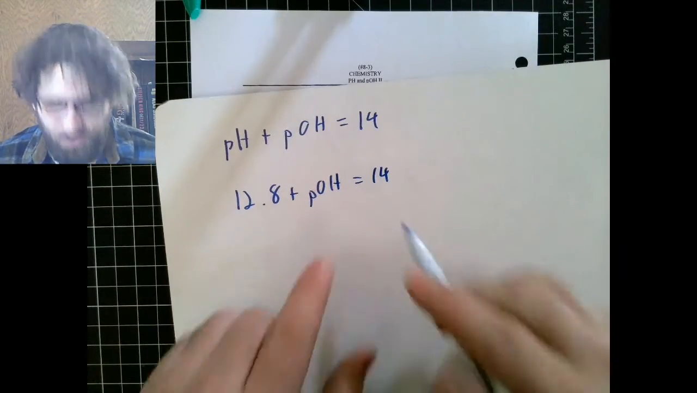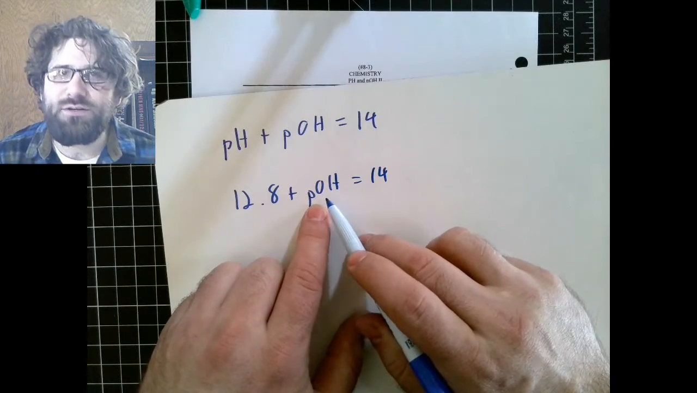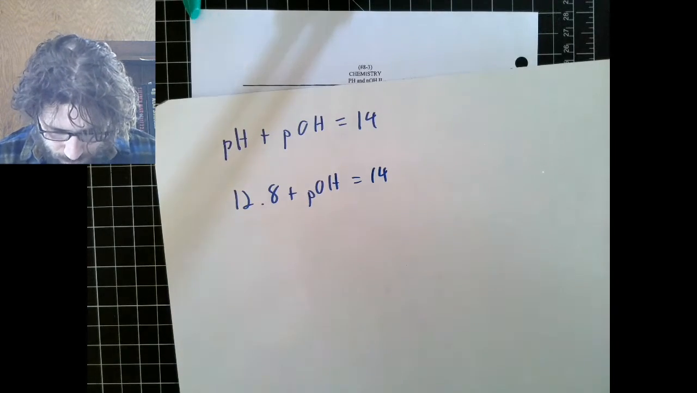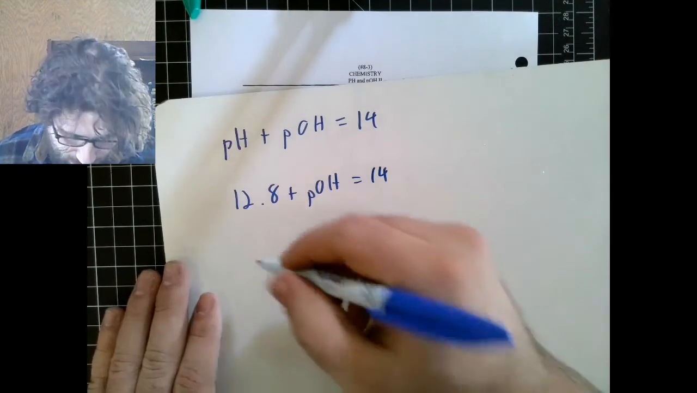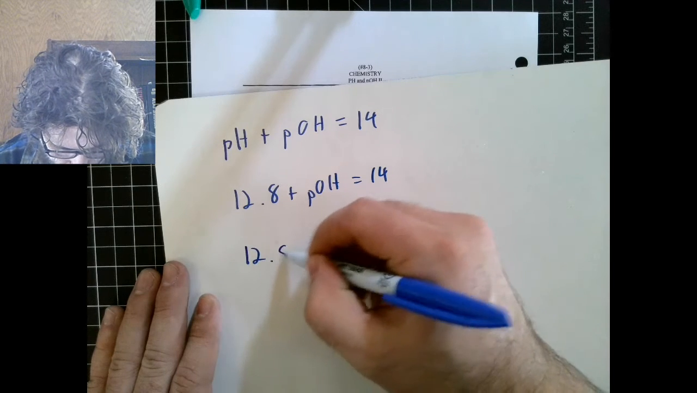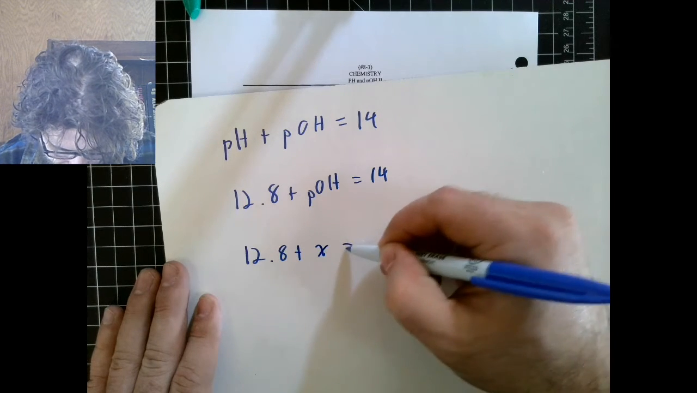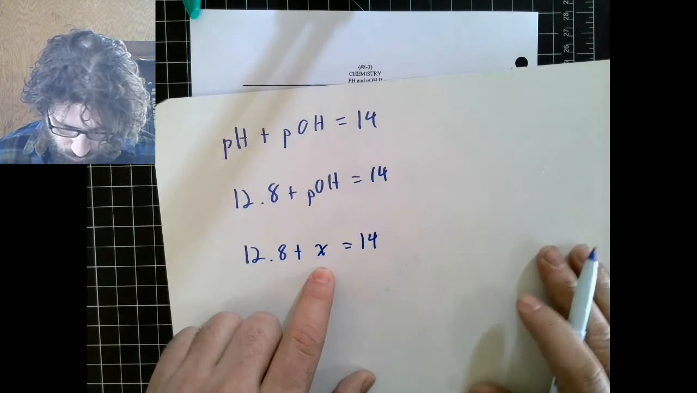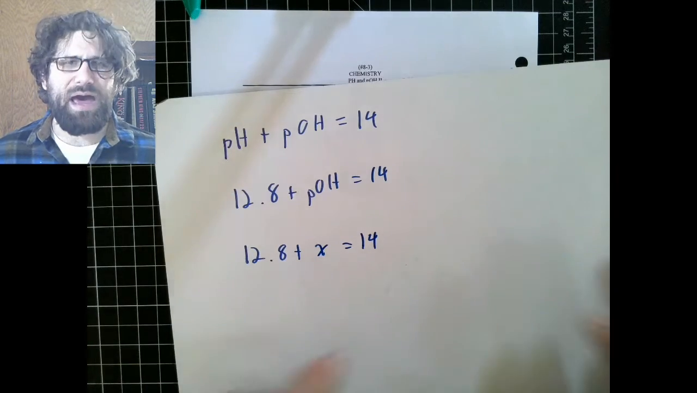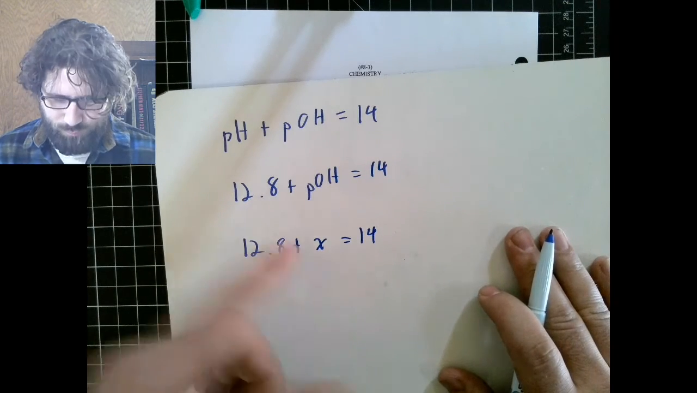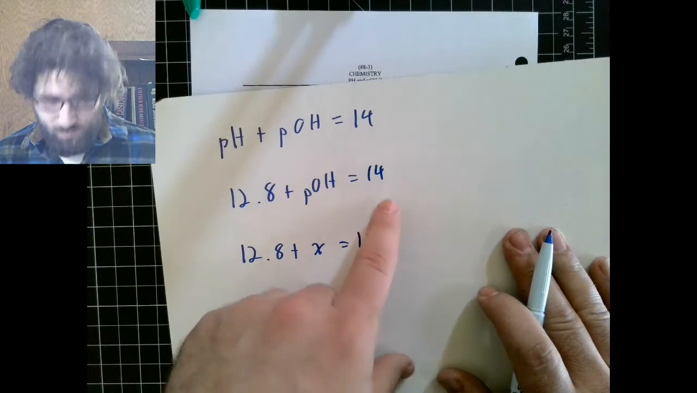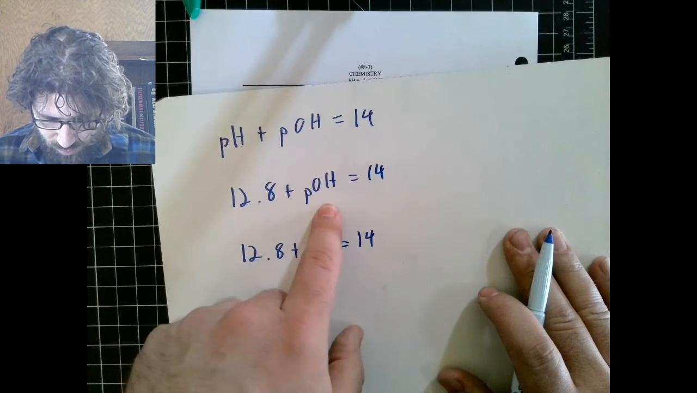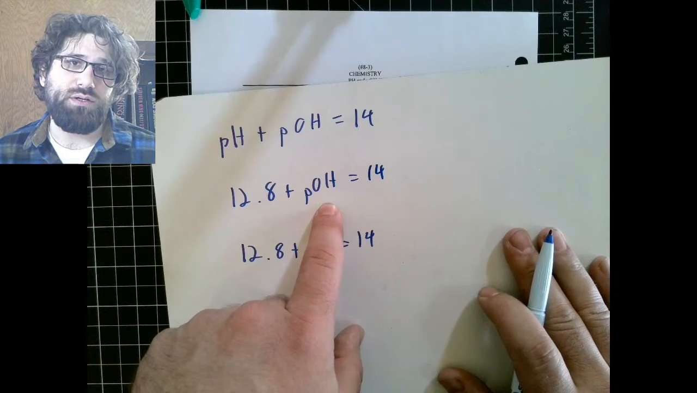Think back to 8th grade. It feels confusing because there's these extra letters here. But this is the same algebra. This is the same math as if I went 12.8 plus x equals 14 and told you solve for x. You could do that, right? You just take 14 minus 12.8 and you get x. So in the same way, I just take 14 minus 12.8, you get my pOH.